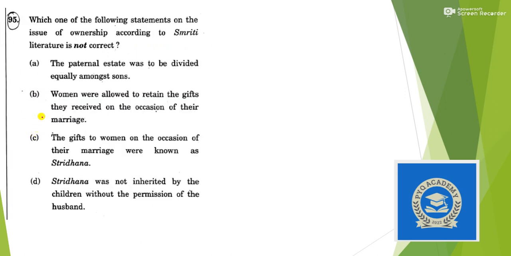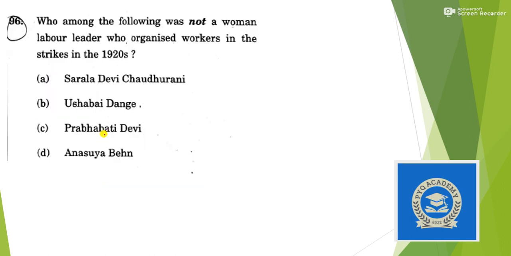Next, this is the following statement on the issue of ownership according to Smriti literature. So for this, the answer should be option D. Stridhan was not inherited by children without permission of the husband. Next, who among the following was not a woman labor leader? There is some doubt, but I think the answer should be option C, Prabhavati Devi.